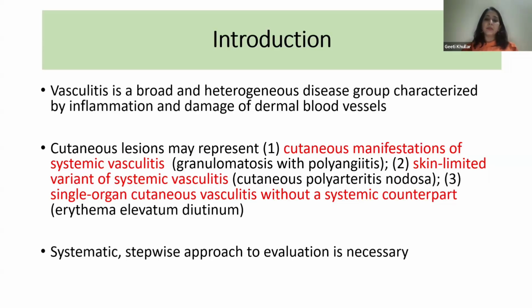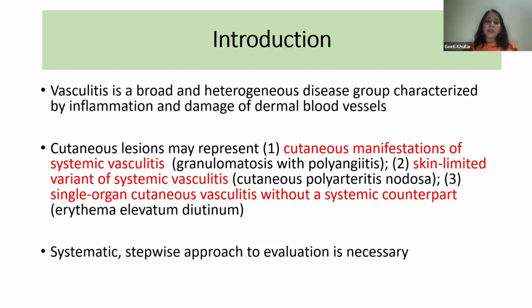So the lesions that we see can fall into either of these three categories. That is, first, it could be a cutaneous manifestation of a systemic vasculitis. So basically, as we go across in the lecture, we will see that systemic vasculitis can have cutaneous presentations. One of them is granulomatosis with polyangiitis, which was earlier known as Wegener's granulomatosis. The second would be when it is skin limited. That means it is a systemic vasculitis, but usually it is limited mostly to the skin. So that comes in cutaneous polyarteritis nodosa. And the third is basically a single organ vasculitis without a systemic component. That is typically seen in ED, or erythema elevatum diutinum.